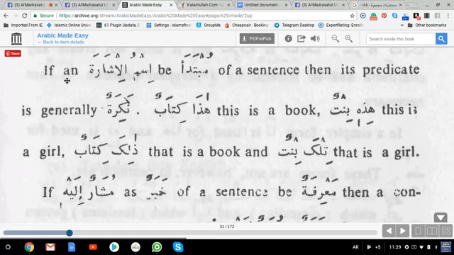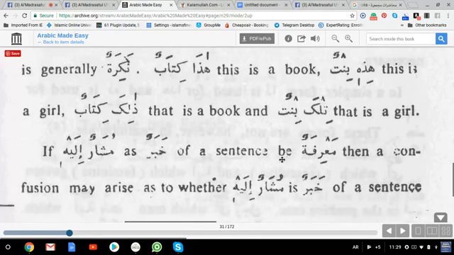So now he's talking about Ismu Ishara. The Ismu Ishara is the mubtada of the sentence, then its predicate is general, nakira. Hada kitabun. I'm talking about the khabar. Hada kitabun. This is a book. Hadihi bintun. This is a girl. Dhalika kitabun. That is a book. Tilka bintun. That is a girl.